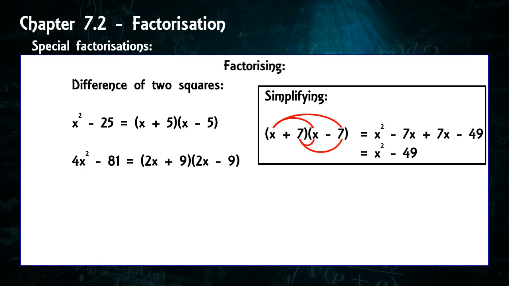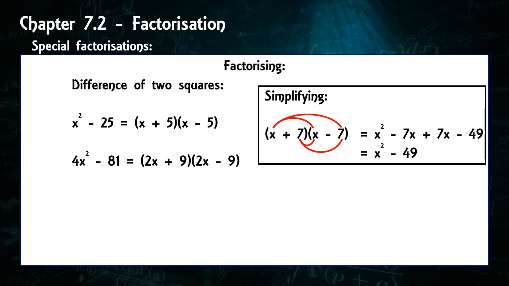Just so you know, this only works if there's a minus in between. 49x squared plus 16 cannot be factorized like that, so be careful. Let's factorize two more exercises, just so you can check for yourself if you already understand how factorizing works.